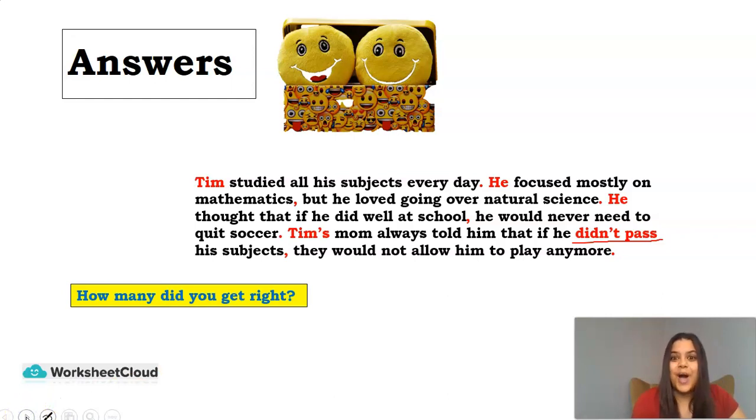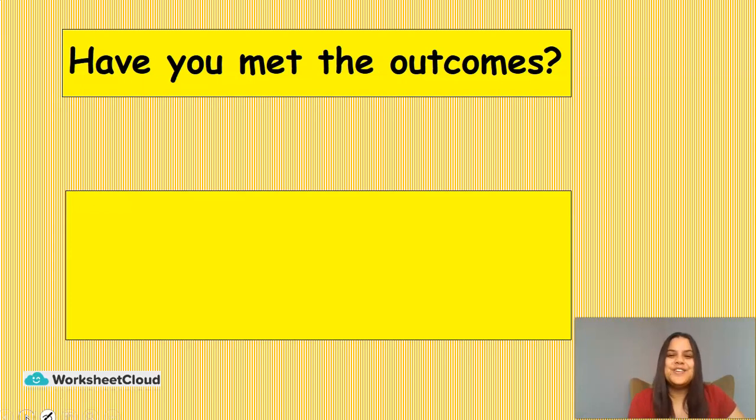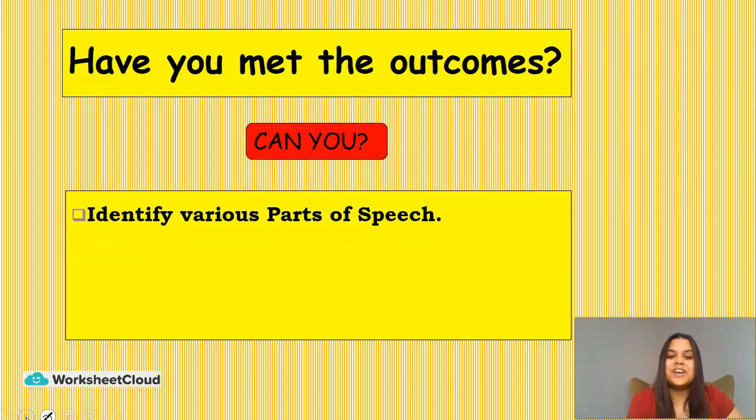So over here they said, how many did you get right? Well, you should have gotten all because I gave the answers. Have you met the outcomes of this lesson? Can you identify various parts of speech? Maybe there's a possibility that you couldn't or didn't understand all the different parts of speech. But luckily for you, there is a table at the beginning of this lesson, and you can tick this box whenever you have studied it all. Okay, so what you can do is you can write it out, paste it on your wall, and you can remind yourself about that whenever you have a chance.